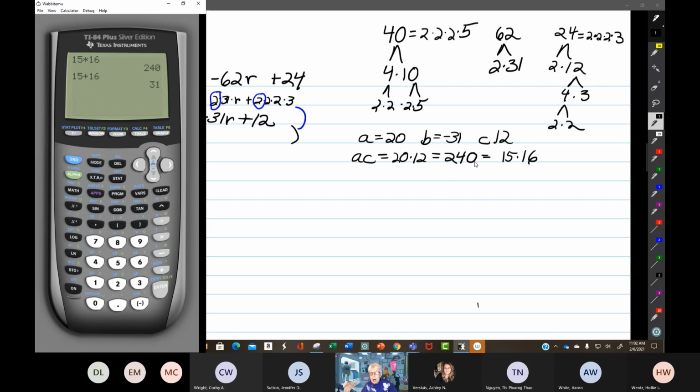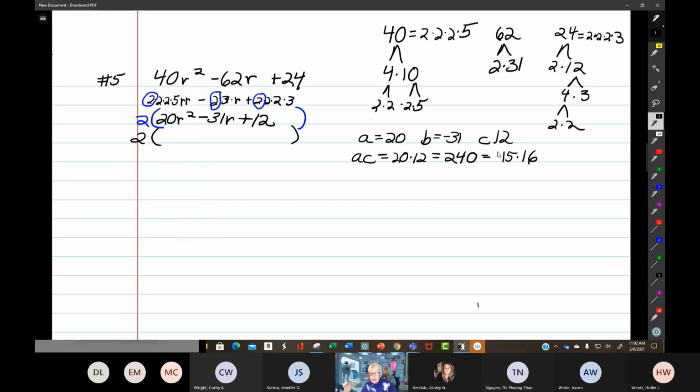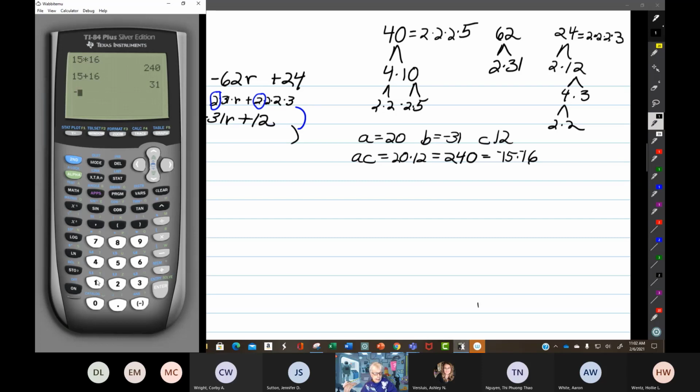Since 240 is positive, we know that negative 15 times negative 16 will also equal 240. If you don't believe me, look. Negative 15 times negative 16 is positive 240. Negative 15 plus negative 16 is negative 31. Woo-hoo! Okay, enthusiasm.